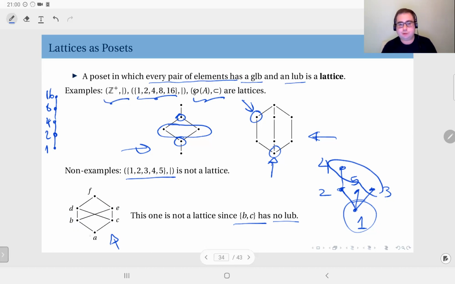However, you do not have a least upper bound because D and E are incomparable, and F clearly is not that, because D is less than F. E is also less than F, but D and E are incomparable, so I cannot say this is the least upper bound. Neither D nor E is a least upper bound, so this structure is not a lattice.